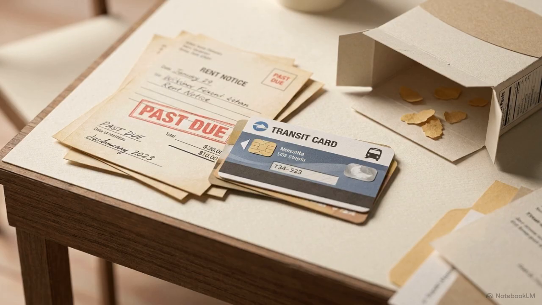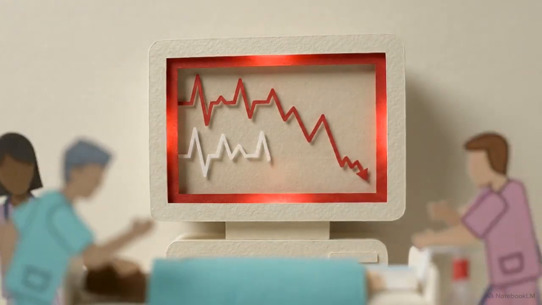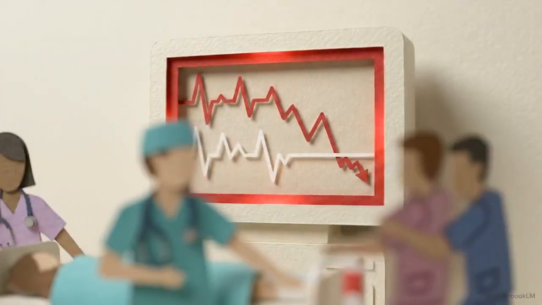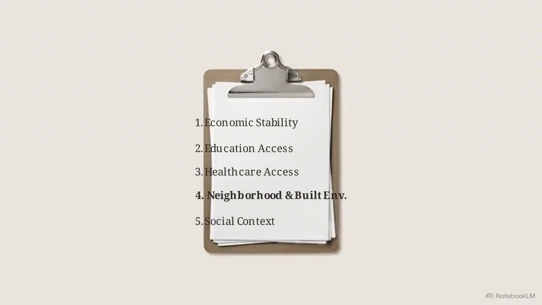depression. These economic, logistical, and social barriers compound on top of one another. An everyday struggle to pay rent or catch a bus quickly accelerates into a clinical emergency. Domain 4 is neighborhood and built environment.